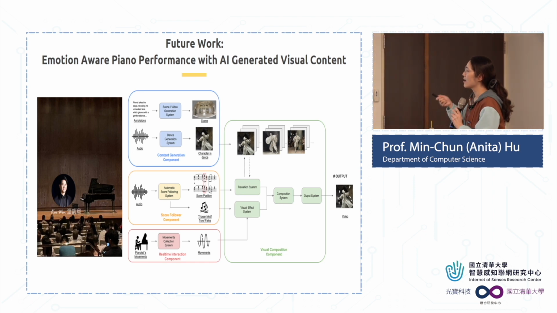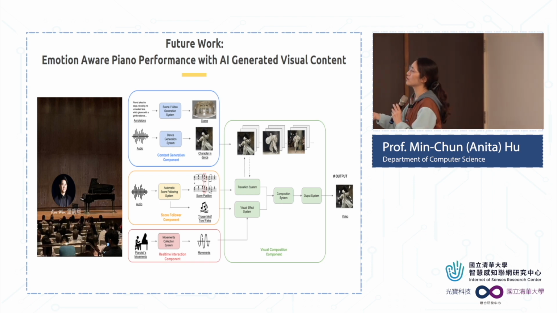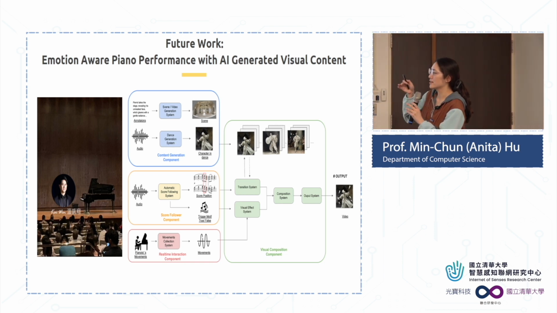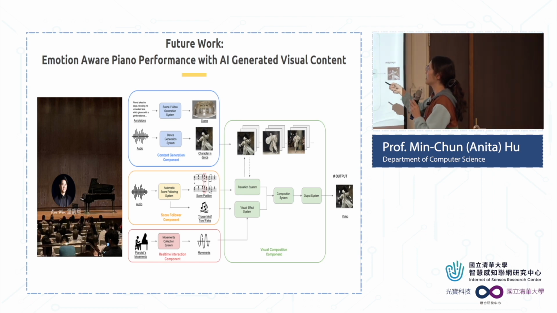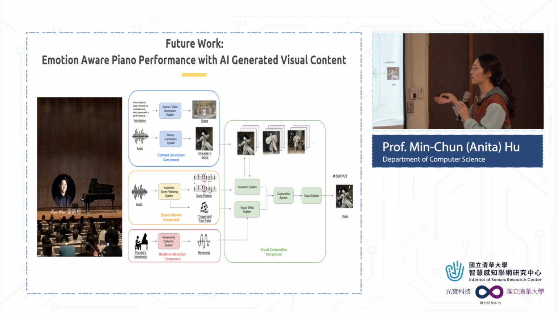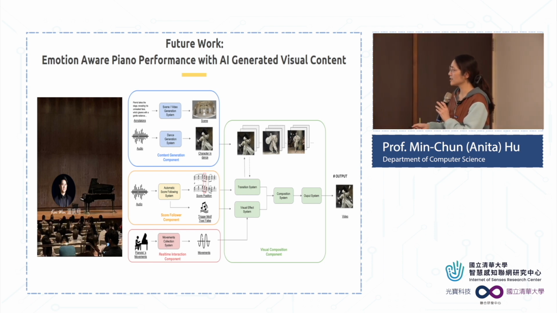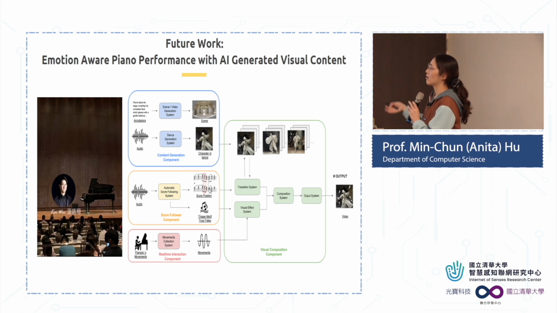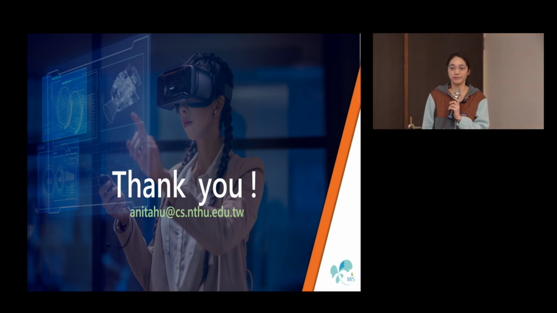So we try to understand the emotion of the content, and also we try to understand the semantic meaning of the original music, and based on the semantic meaning, we can use generative AI models to generate the final video. Okay, so this generated video can cooperate with the concert. Okay, that's all my presentation. Thank you.